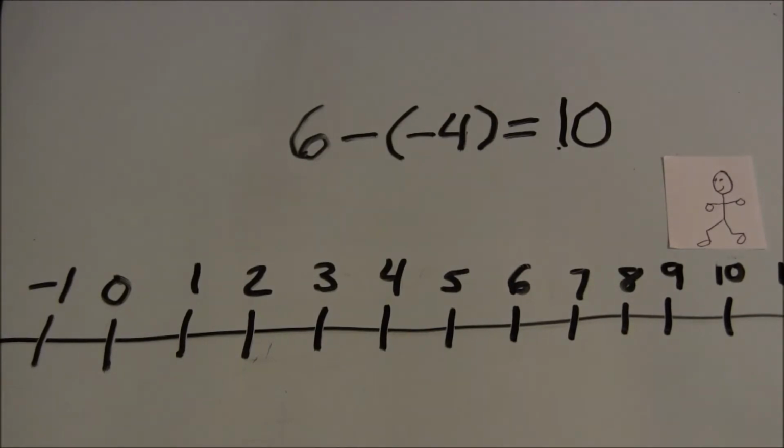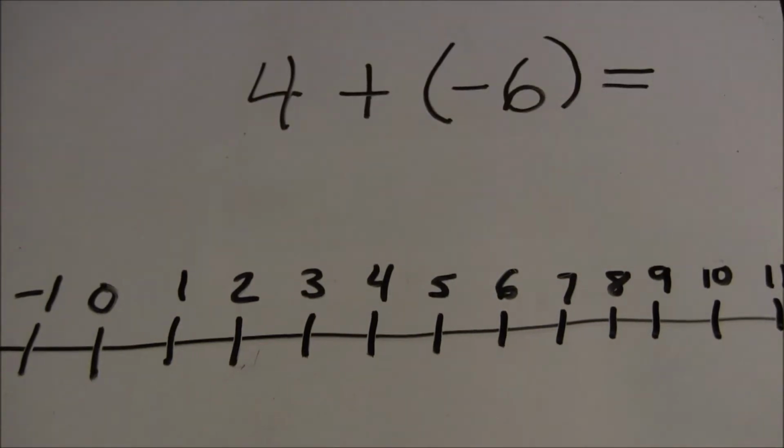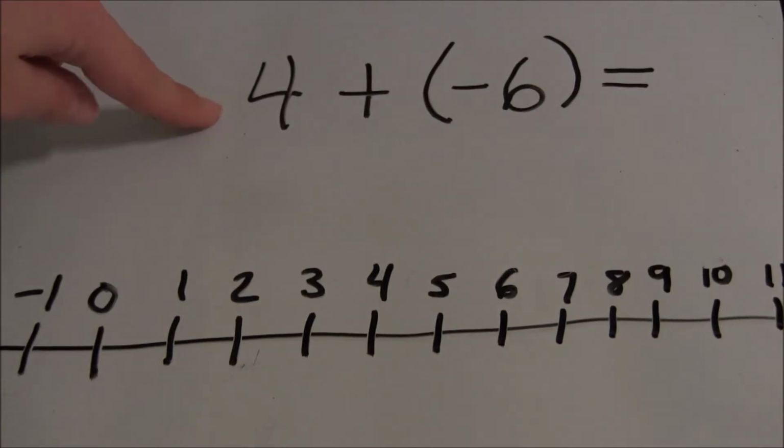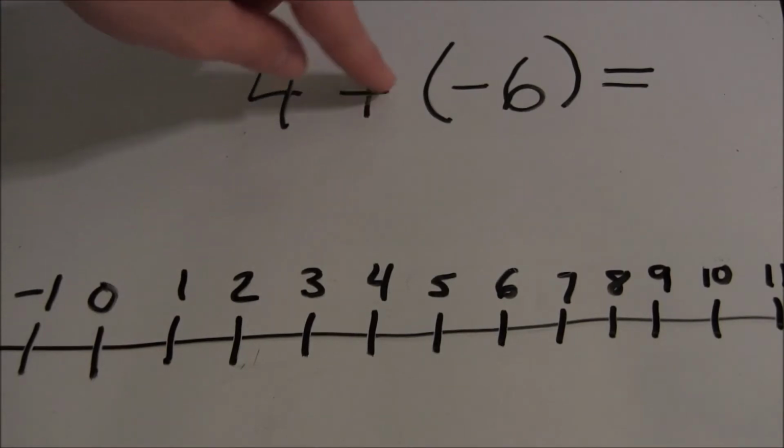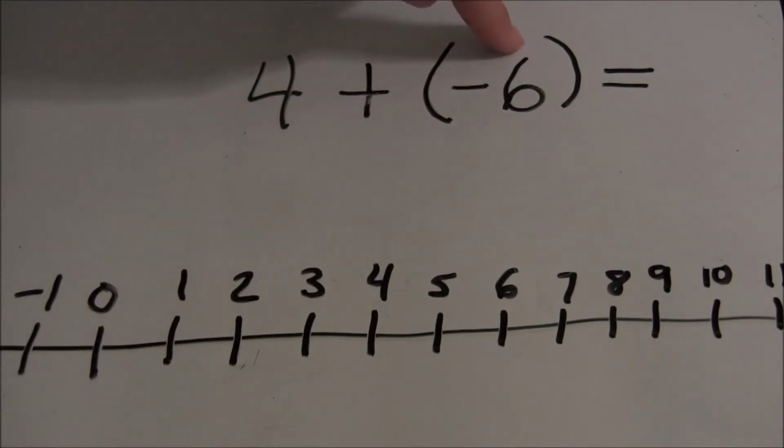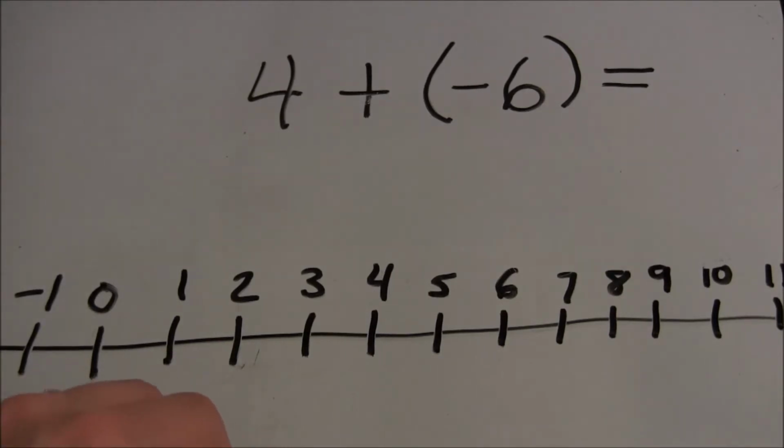So I did a few more questions with the students, and I'm going to do a few more questions with you today, and so maybe we can catch on together. Alright, for our next problem, we have positive 4 plus negative 6. So we're going to try and figure out what the answer to this problem is. And again, we have our walkers.